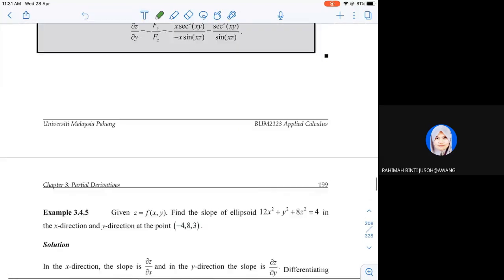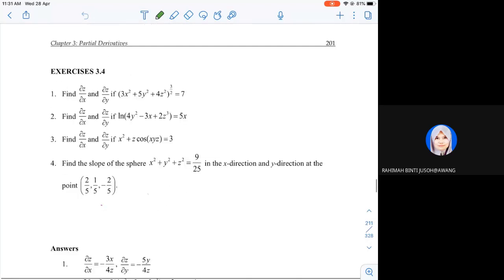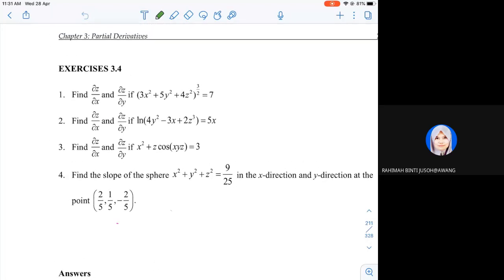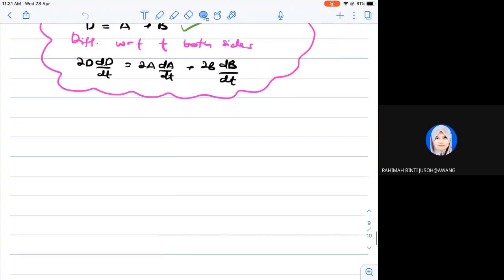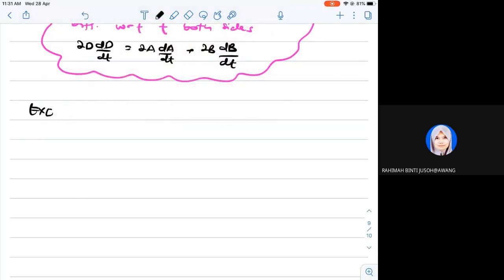Tengok exercise 1.3.4. Okay, let us do question number 3 ni. Copy. Question number 3. Exercise 3.4. Question number 3.